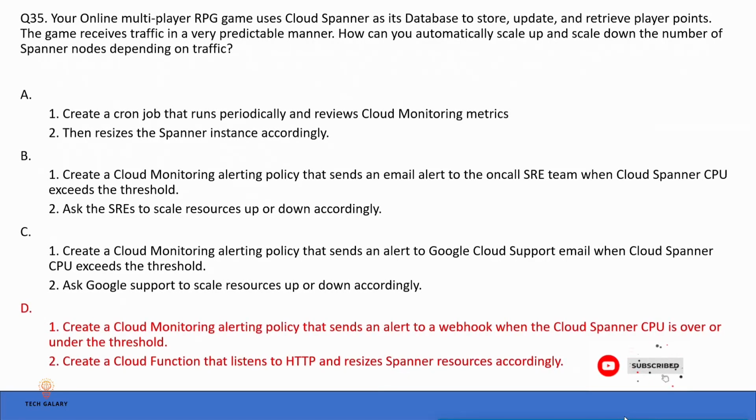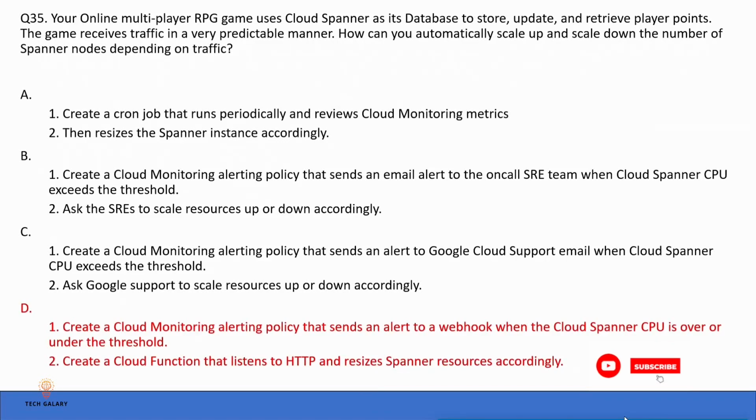Create a cloud monitoring alerting policy that sends an alert to Google Cloud Support email when Cloud Spanner CPU exceeds the threshold. Ask Google Support to scale resources up or down accordingly. This option is not correct because alerting Google Cloud Support will not do anything as you have to maintain your infrastructure yourself. So this approach will add additional steps and also have dependencies on the Google Cloud Support to manually scale the resources. So there will not be any immediate response to changing traffic patterns. So when you use this option, it will not offer any automated and immediate response to changing traffic patterns.